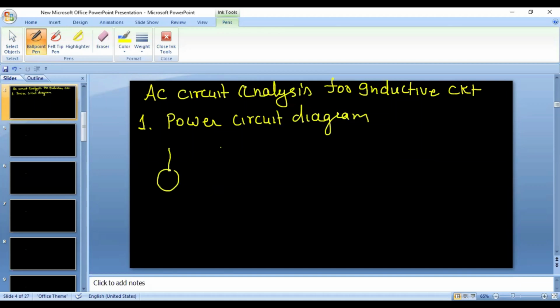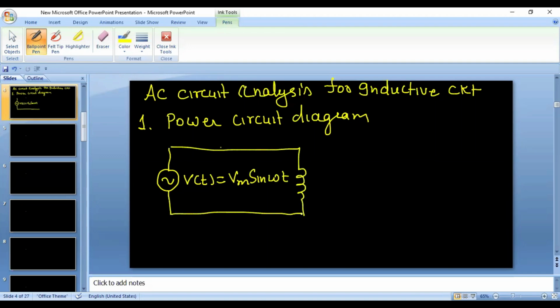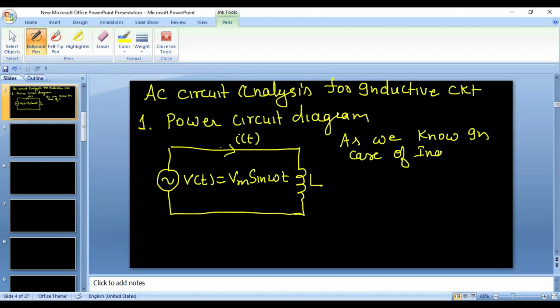There is an AC source which is represented by this symbol. As it is time varying in nature, we represent it mathematically by Vm sin omega t, because an AC source is a sinusoidal function, and it is connected to a pure inductance, and the current flowing through this circuit is IT. As we know, in case of an inductance, the voltage across the inductor is given by the formula e = L di/dt.